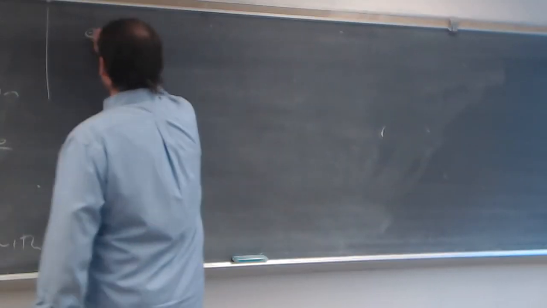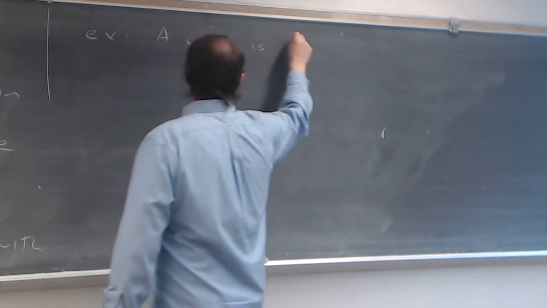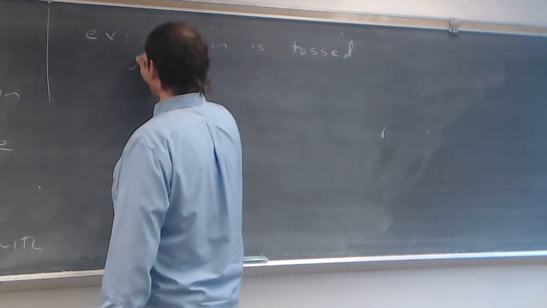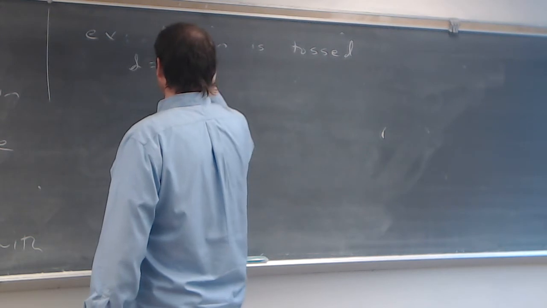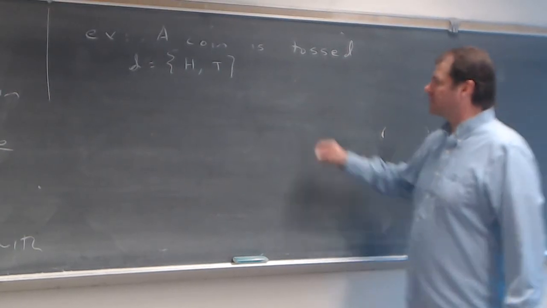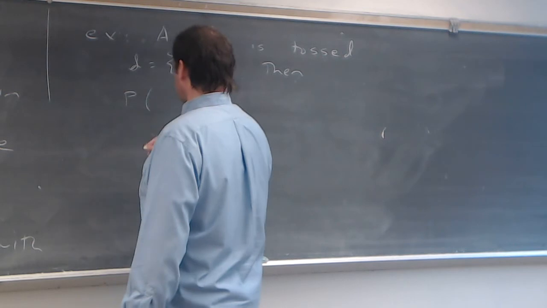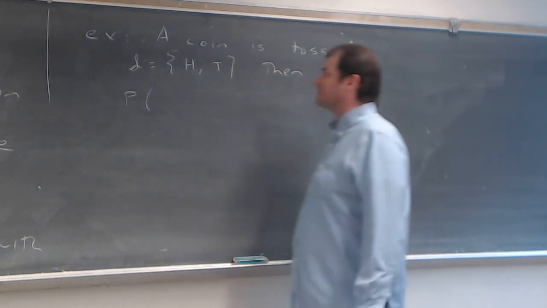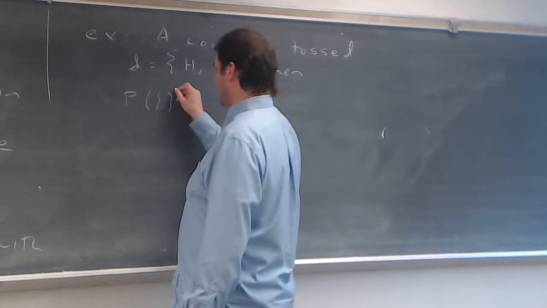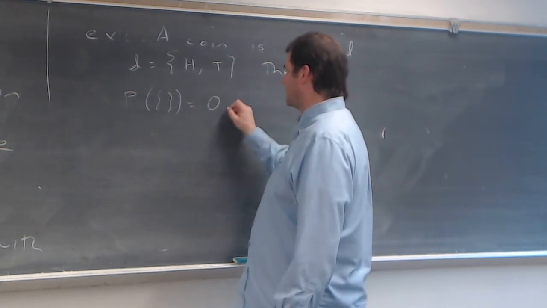So as an example, let's say a coin is tossed. Here is the sample space. It's the collection of heads or tails. That's the only thing that could happen. If we define P as a function that grabs subsets of this sample space, the first subset is the empty set, the subset that contains no elements. This is going to be defined to be 0.